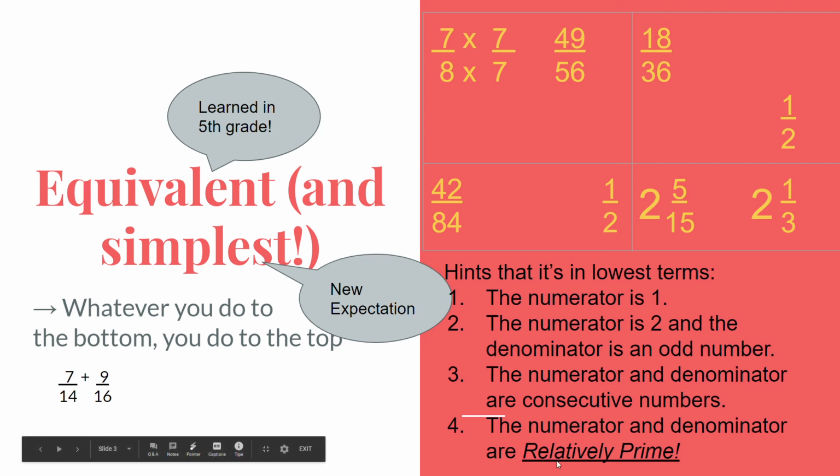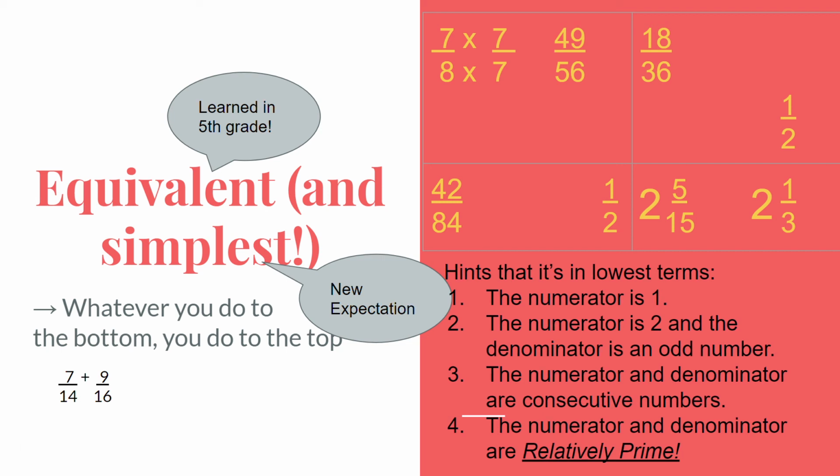And then all of them are coming back to when the numerator and denominator are relatively prime. When there's no number that you can divide both of them by, except for 1, which wouldn't make a difference, you are done. It's in lowest terms. That's your answer.